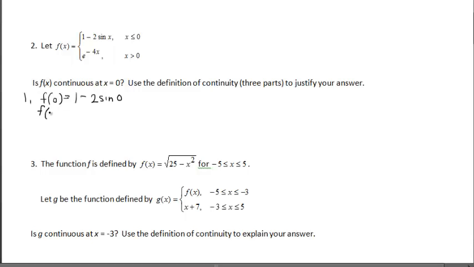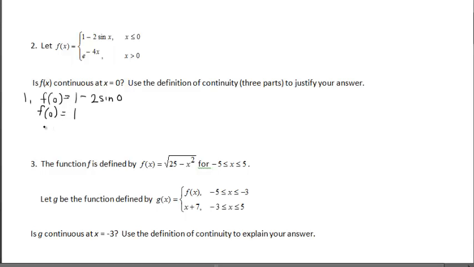Perform the computations. So sine of 0 is 0. 0 times 2 is 0. So 1 minus 0 is just 1. Okay, so now we know that the point (0, 1) is on the graph.